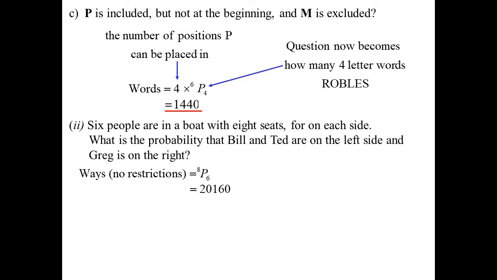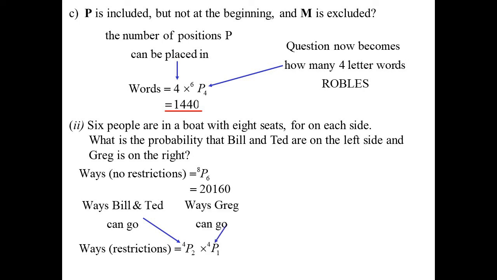Let's now look after the restriction. Bill and Ted said, I will only go on the left side. So they now only have 4 seats. So 4P2, let's put them in the boat. Now for Greg, 4P1. 4P1 incidentally is the same as 4, so you could have just said there's 4 seats he could have sat in. And then we've got to arrange the others. How many people have we got left? 3 still to go, and how many seats have we got left? 5. So 5P3. So we end up with 2,880.